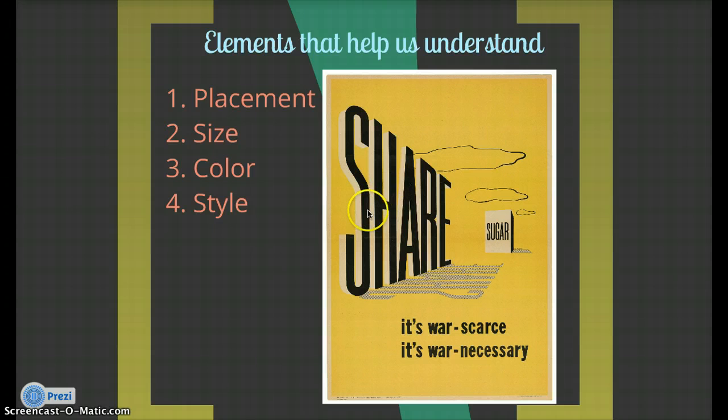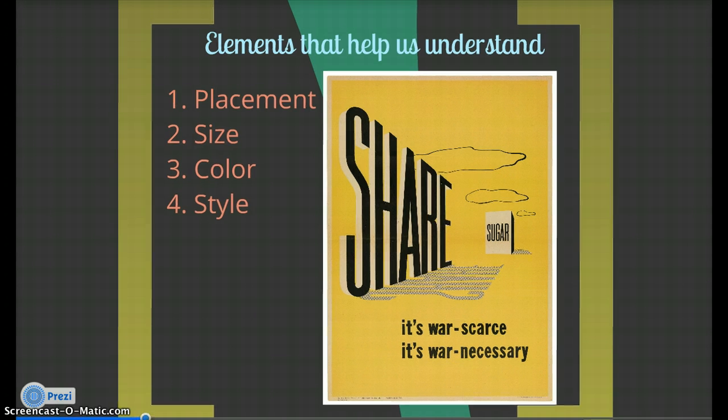And then the style. There's all different styles of typeface, and so this artist chose to use a long linear typeface that would help stretch it out to be able to stare at the word sugar. But then also use the same typeface here, but without the angle to it. So there's all different styles that an artist can use. We're going to keep those in mind as we move along.